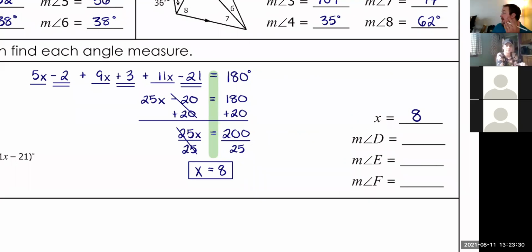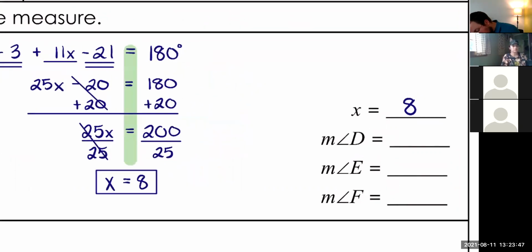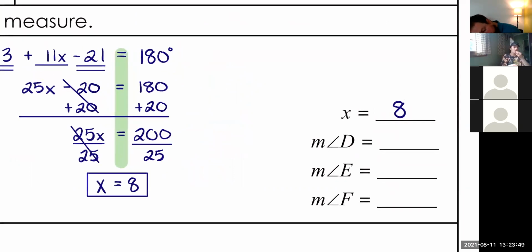Now, how you find the other three angles is up to you. Whether you individually plug that 8 into each of their expressions and crunch those numbers, that's fine. Once you plug it into one or two of them, you can technically find the third angle. It's entirely up to you. But if you were to do that, I'm going to jot this down next to it here real quick. So we had angle D was 5x minus 2. So 5 times 8 is 40. Take away 2 is 38 degrees.